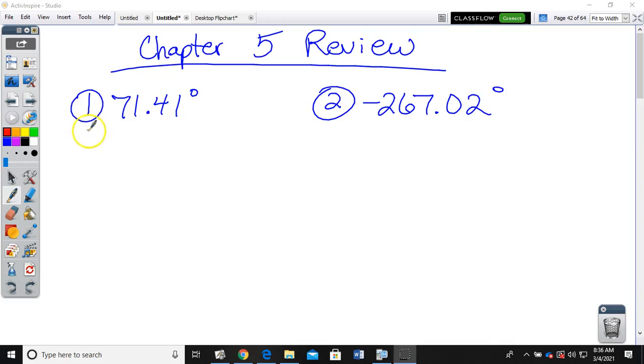Obviously, it's going to be 71 degrees. We have to figure out the minutes and the seconds. So all you do, take your decimal part, which is 0.41. How many minutes are in 1 degree? 60. So you multiply 0.41 times 60. And what do you get? 24.6. That is your minutes.